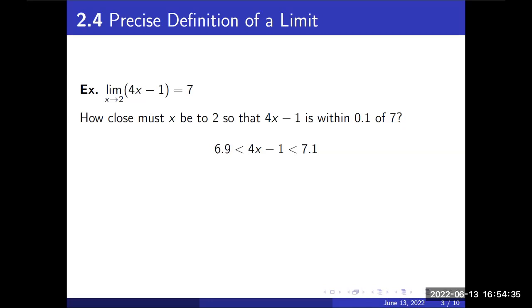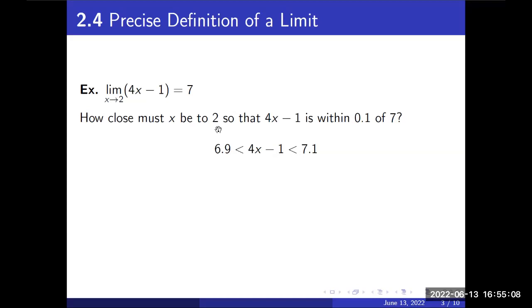How close must x be to 2 so that 4x minus 1 is within 0.1 of 7? Let's say our aim is to get our function 4x minus 1 within 0.1 of 7. Okay, that would be precise. Once we're within 0.1, we've accomplished our goal, and we're good. How close do we have to be to 2?